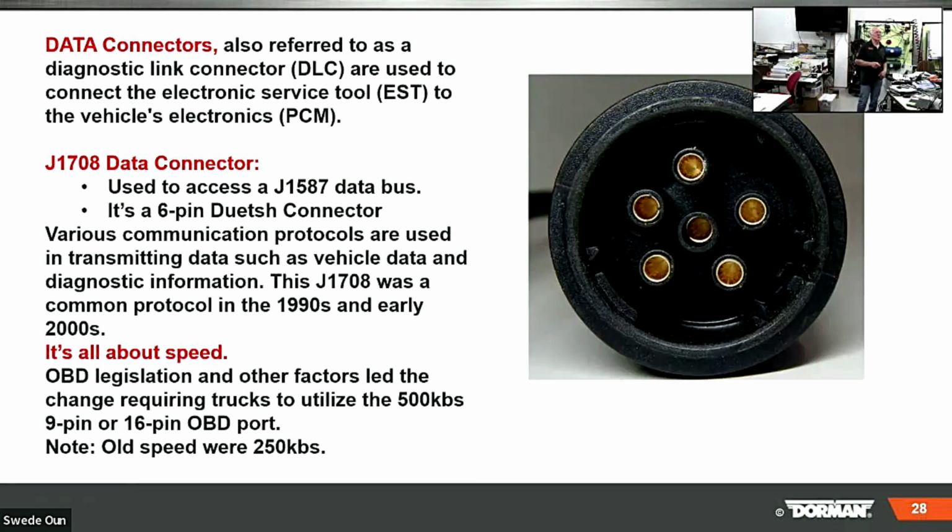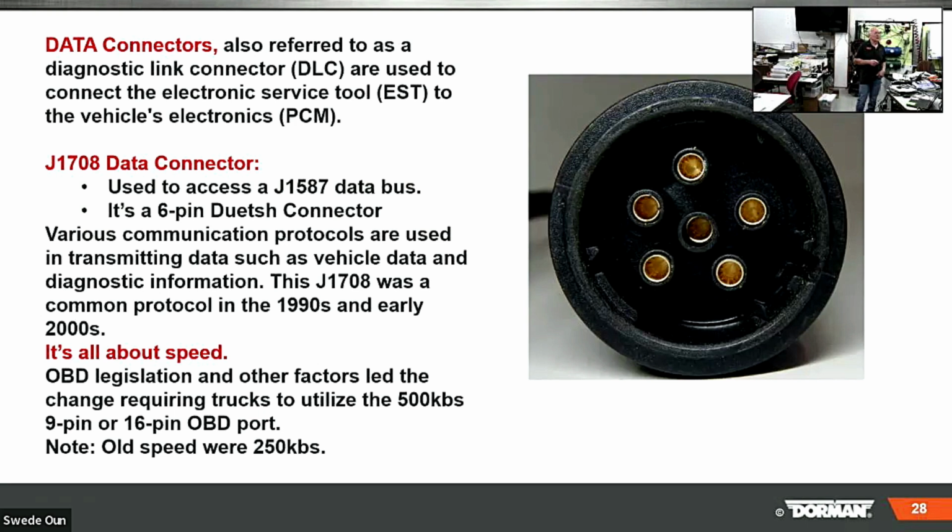Data connectors. We've gone through a few little changes, guys. Also referred to as the diagnostic link connector, DLC. They're used to connect the electronic service tool to the vehicle's electronics. Now, the older systems had the J1708 data connector, used to access the J1587 data bus. 6-pin, Deutsch connector. Various communication protocols are used in transmitting data such as vehicle data and diagnostic information. This 1708 was a common protocol back in the 1990s and early 2000s.